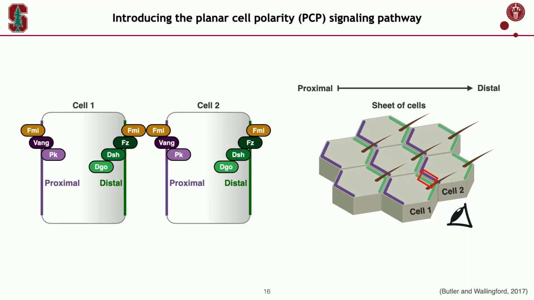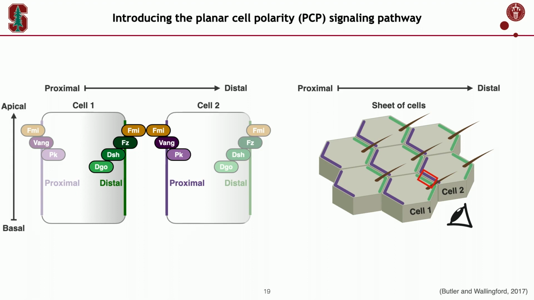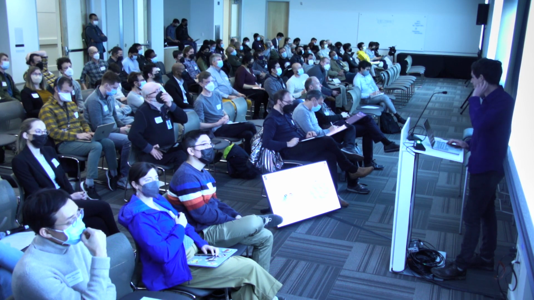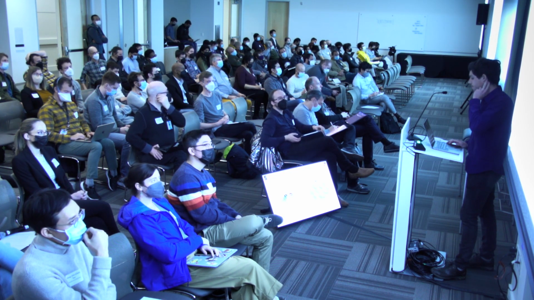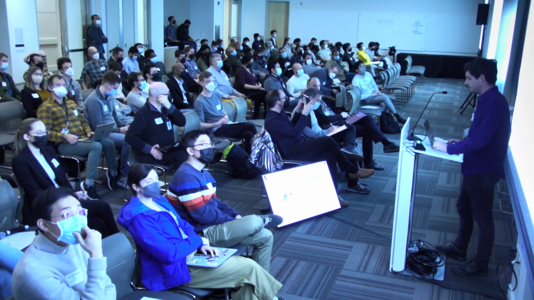Inside the proximal group, we find the membrane protein Van Gogh and the cytosolic protein Prickle. And inside the distal group, we find the membrane protein Frizzled and the 2 cytosolic proteins Dishevelled and Diego. Across the membrane, we find Flamingo acting as a bridge connecting the cells. This is the planar cell polarity signaling pathway, and it's responsible for building up this second direction, proximal distal, perpendicular to apical basal.